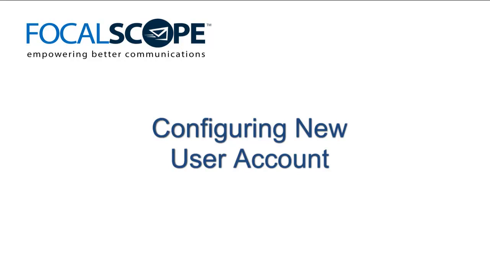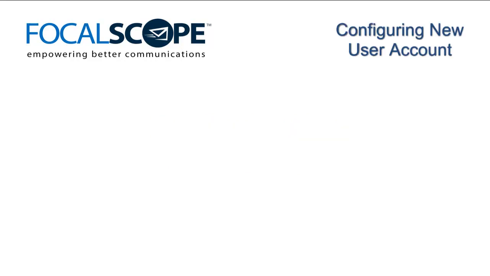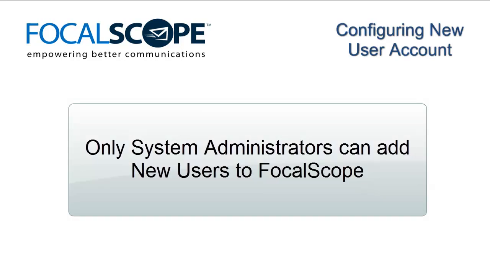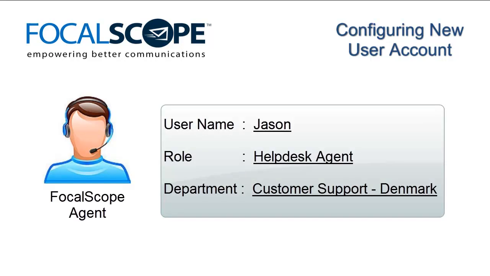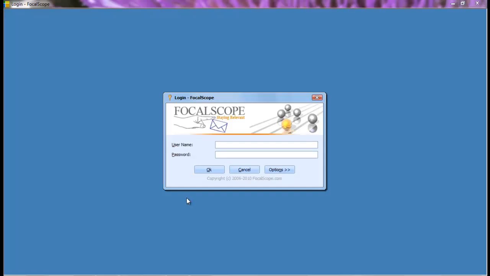Today, I'm going to walk us through the process of setting up the first new user in FocalScope. It's important first and foremost to note that we require system administrative privileges in order to add new users. Today, we're going to use the example of adding a new help desk agent to FocalScope. His name is Jason, and he's a help desk agent for our Danish market. So we need to create a new personal account with email for him so that he can be helping customers as soon as possible. We'll start at the login screen.